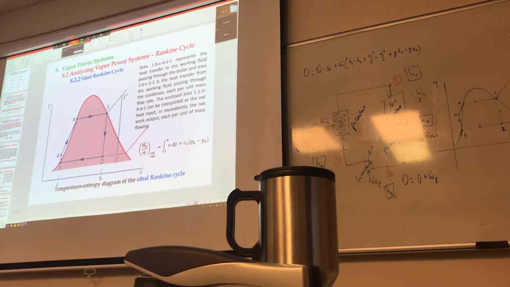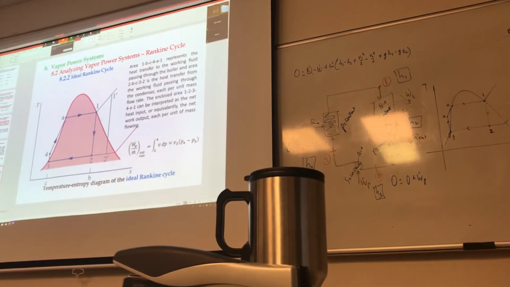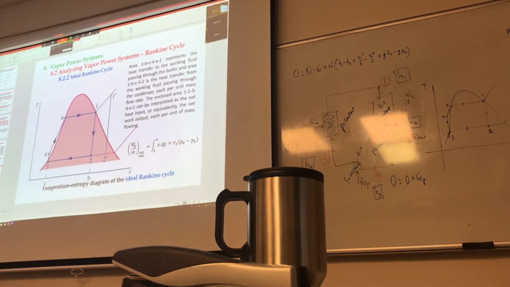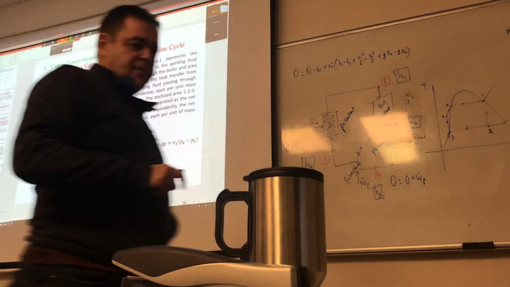And the work done on the pump, by the way, can be evaluated using this equation as an approximation, because you're going between 3 and 4, you're going to assume that V is approximately constant, right? And then you just multiply the specific volume by the pressure change, P4 minus P3, and you should be able to get the actual value.